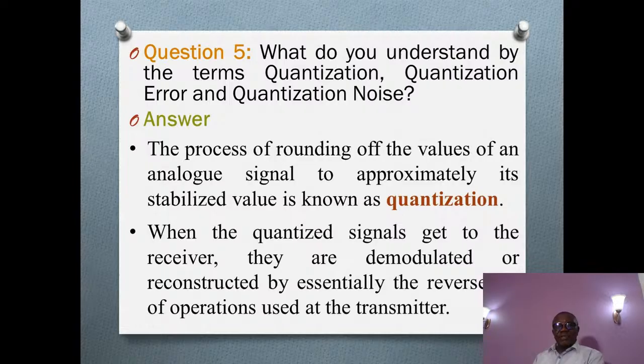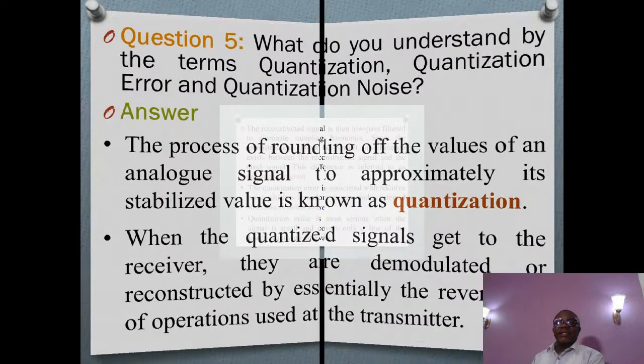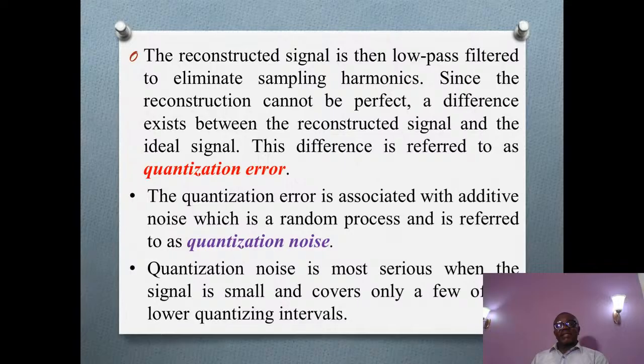Now, when the quantized signals get to the receiver, they are demodulated or reconstructed by essentially the reverse set of operations used at the transmitter. The reconstructed signal is then low pass filtered to eliminate sampling harmonics. Since the reconstruction cannot be perfect, a difference exists between the reconstructed signal and the ideal signal. This difference is referred to as quantization error.